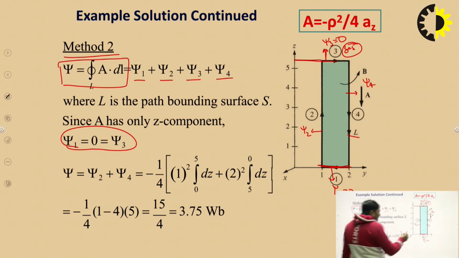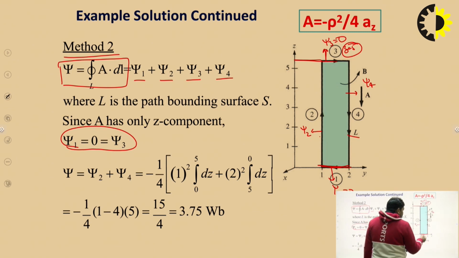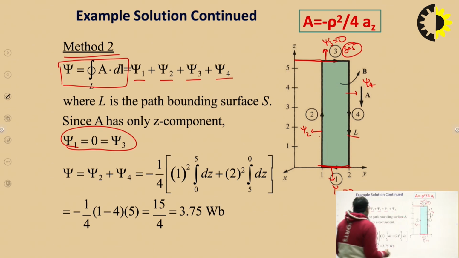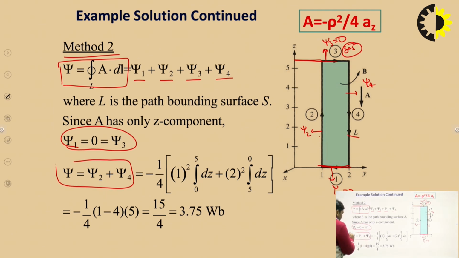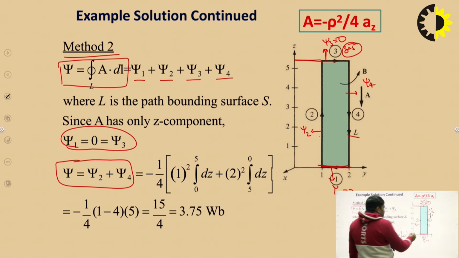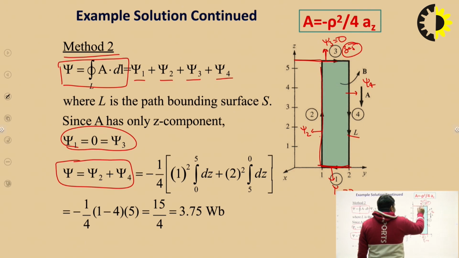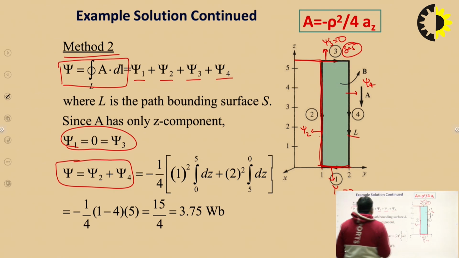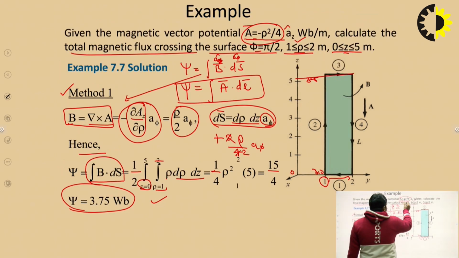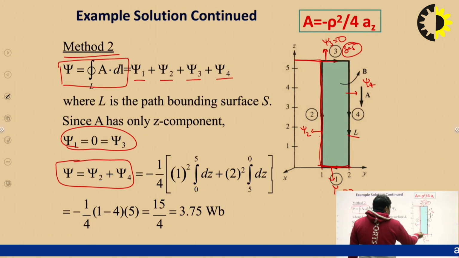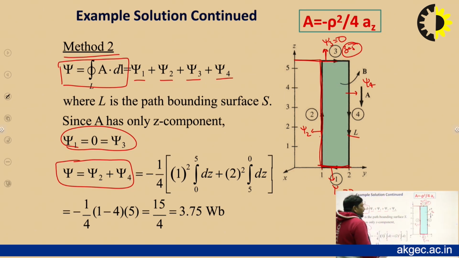But in the case of psi 2 and psi 4, z varies, because this system varies according to the Az direction. So the total outward flux is now the sum of psi 2 plus psi 4. What is the meaning of psi 2? Psi 2 is this side of the system. So the total outward flux is equal to A dot dl. A is defined as minus rho by 4 in the direction of Az, so dl is also defined in the Az direction.